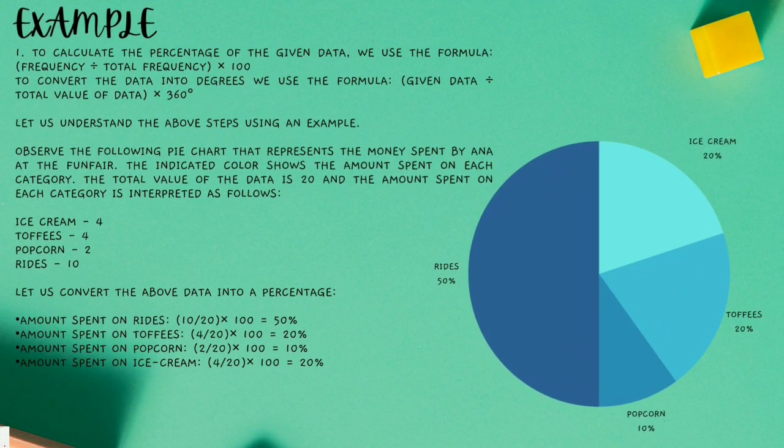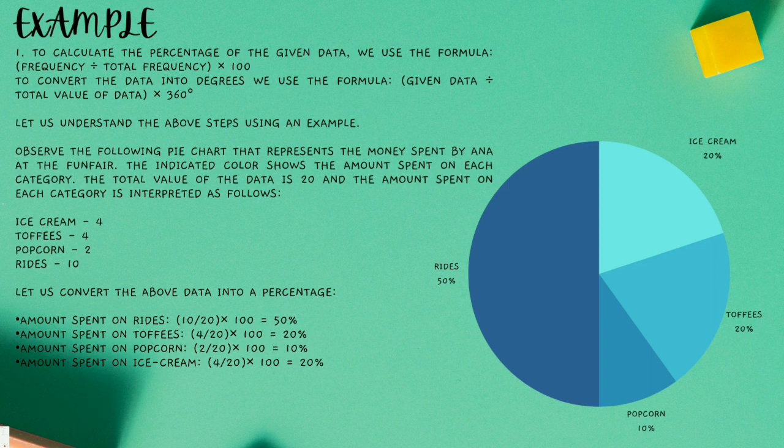Example number 1. To calculate the percentage of the given data, we use the formula frequency divided by total frequency times 100. To convert the data into degrees, we use the formula given data divided by total value of data times 360 degrees. Let us understand the above steps using an example.